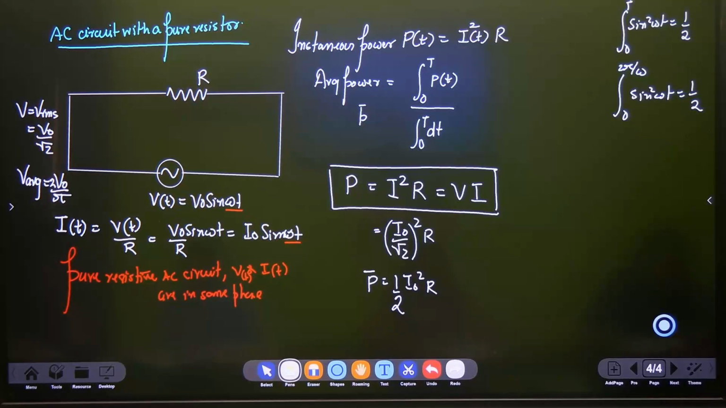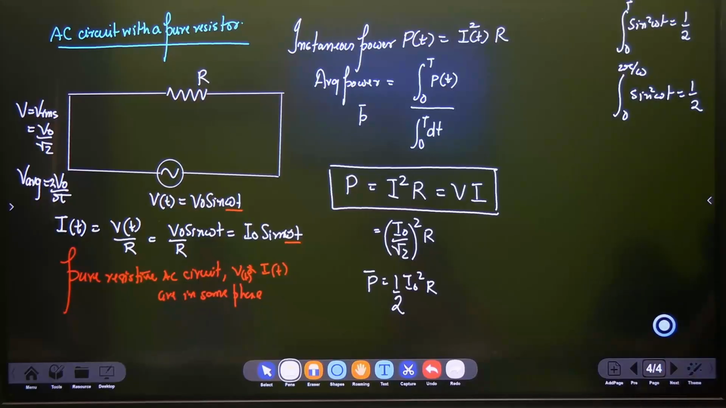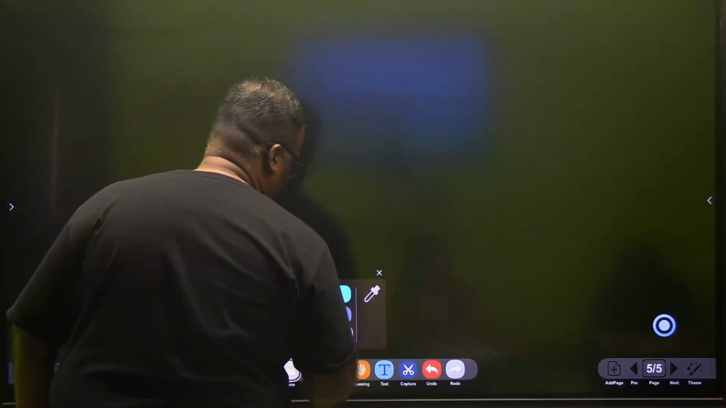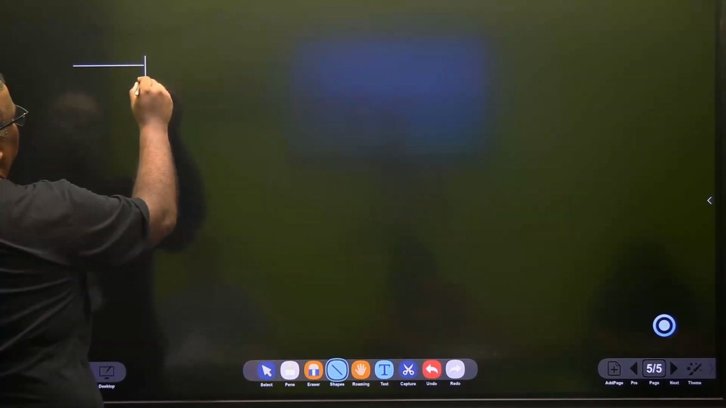Shall we see a pure capacitive circuit now? So in a pure resistive circuit, what did you understand? The phase is the same, the calculation is very easy, everything is like grade 10. So let's go to a pure capacitive circuit. We will do as much as we can, right? So replace the resistor and make a capacitor. Let's build the circuit first. Replace the resistor and put a capacitor.